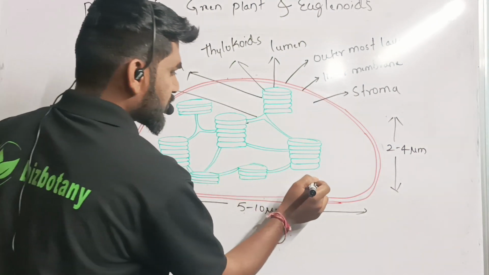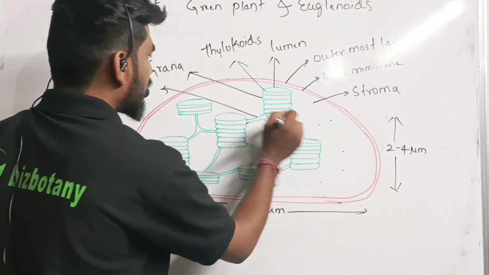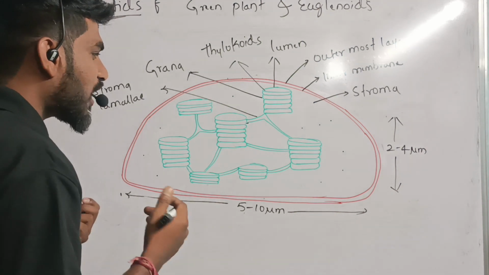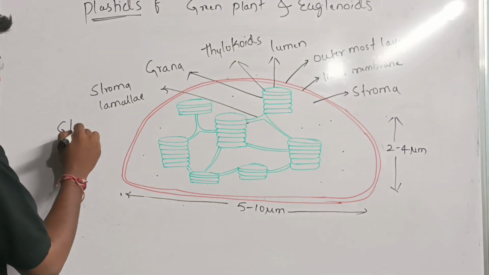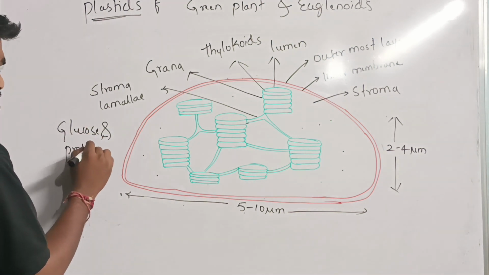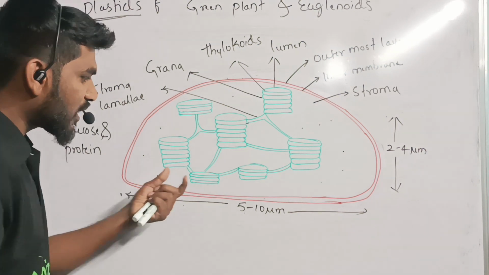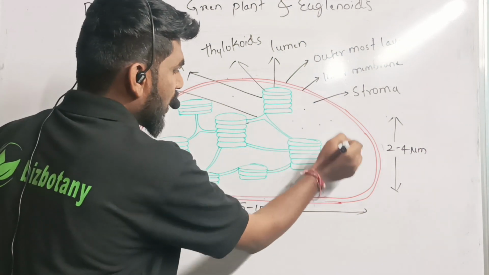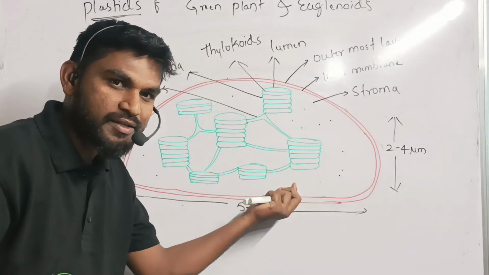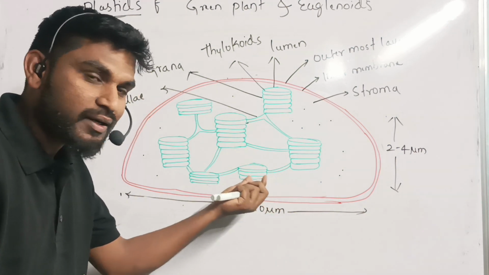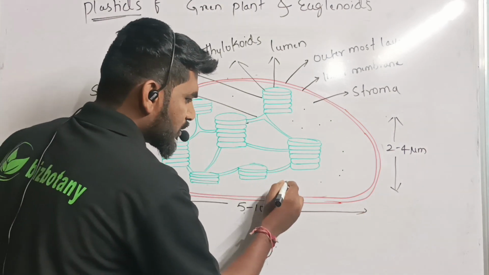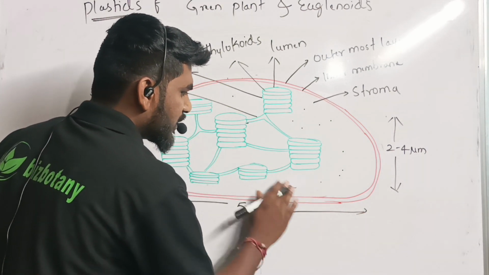Usually this stroma contains many enzymes and proteins which are required for the synthesis of carbohydrates like glucose molecules. Glucose और protein को synthesis करने के वास्ते जो भी enzymes चाहिए, they are present inside the stroma of the chloroplast. Also, this stroma contains a small circular double-stranded DNA.